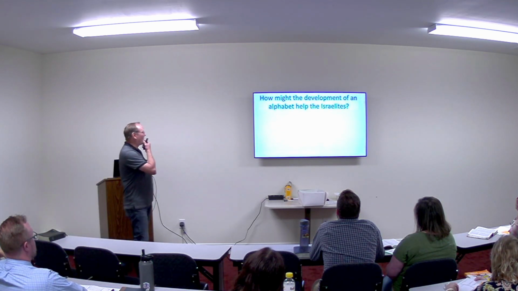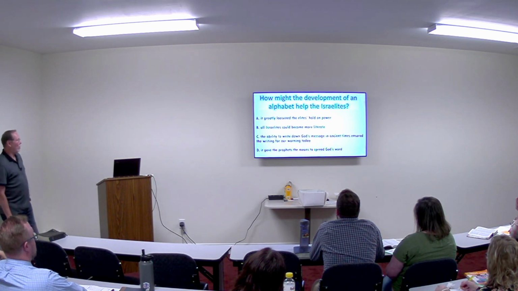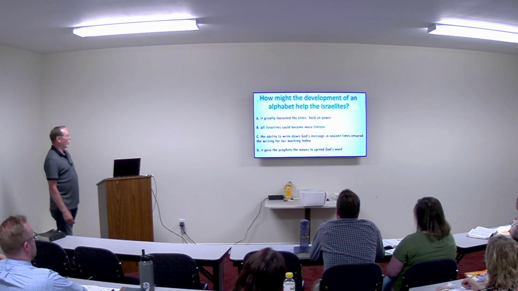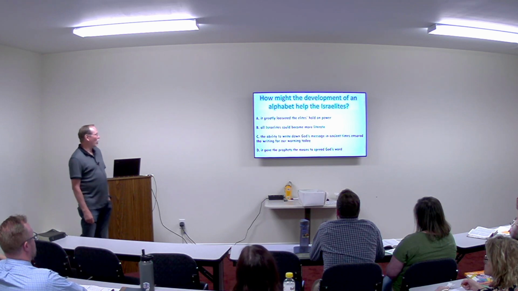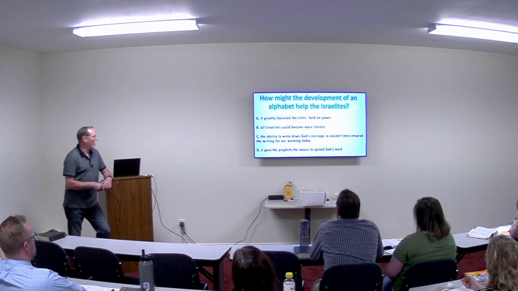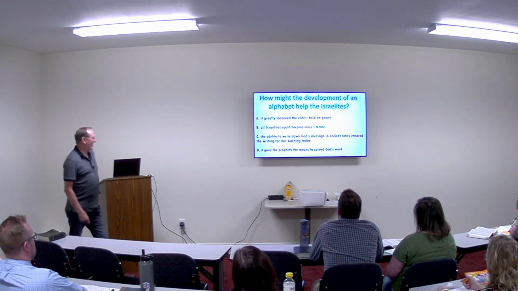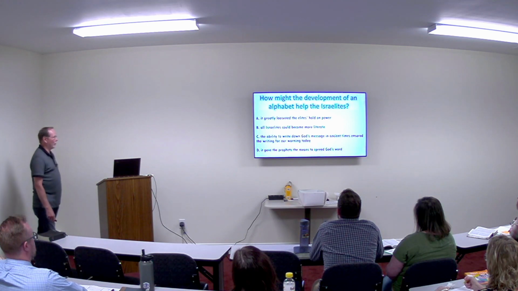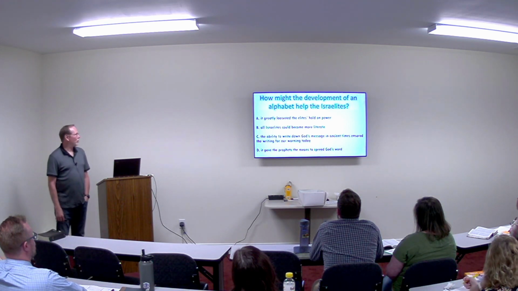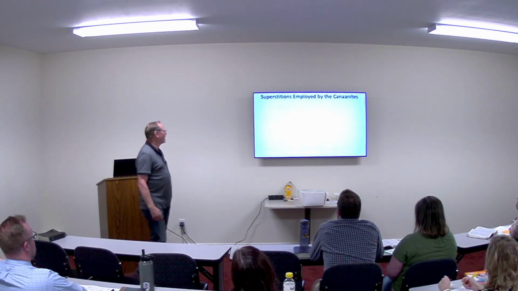So, what might the development of an alphabet help the Israelites? Which one of these might have been a way to help the Israelites? It greatly loosened the elites' hold on power. All Israelites could become more literate. The ability to write down God's message in ancient times ensured the writing for our warning today. It gave the prophets the means to spread God's word. Which one of those seems about right? They're all correct.